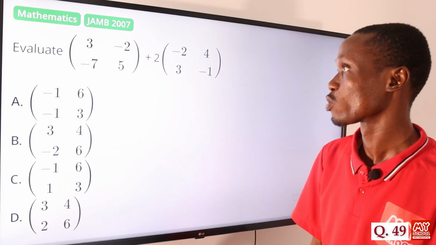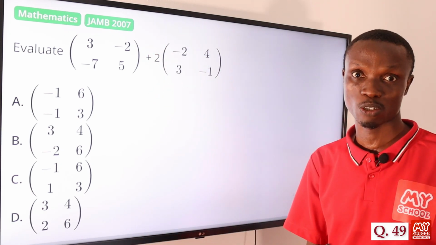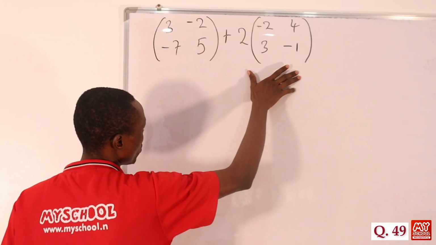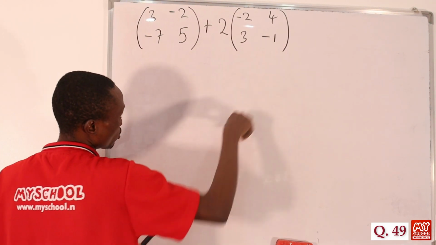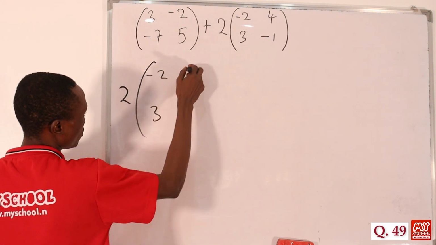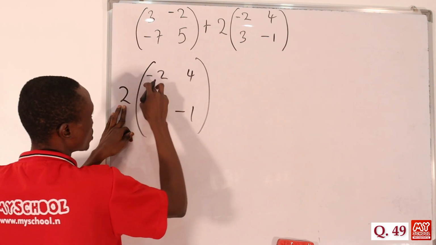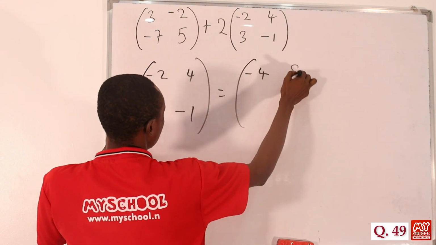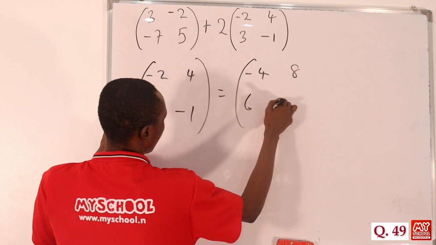Question 49. So we are given these two matrices, and we are asked to evaluate it. Okay, so let's move over to the board to provide the answer to this question. These are the matrices that are given to us with their elements. Here we have to perform scalar multiplication first. So 2 bracket open minus 2, 3, 4, minus 1. We are going to multiply through by 2. So 2 times minus 2 will give us minus 4. 2 times 4 will give us 8. 2 times 3 will give us 6. And 2 times minus 1 will give us minus 2.